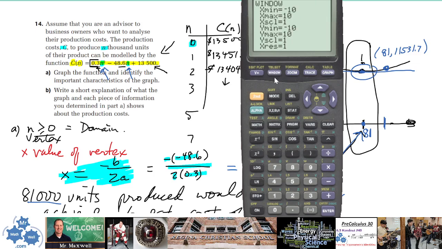Let me see that again. Window. Go down, cursor down here to y max. We need to make this way more than 13,000. Let's make it 15,000. So that's going to totally whack out our graph, but let's see what that looks like. Hit graph. Hey, there we go.